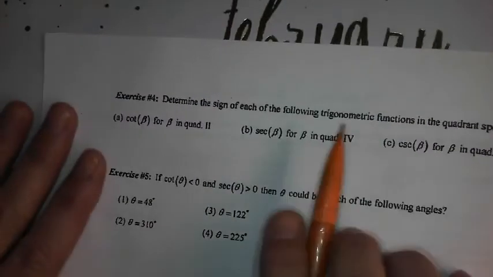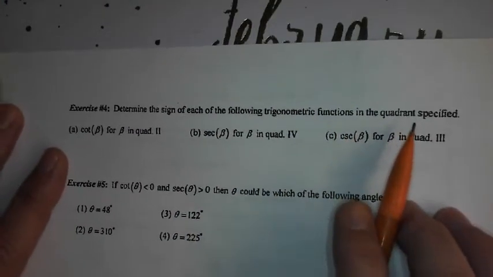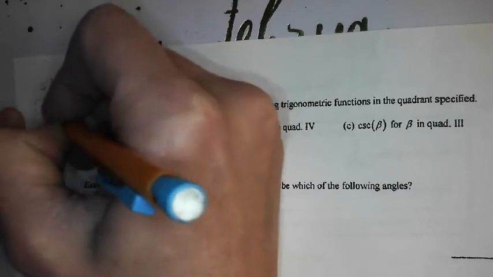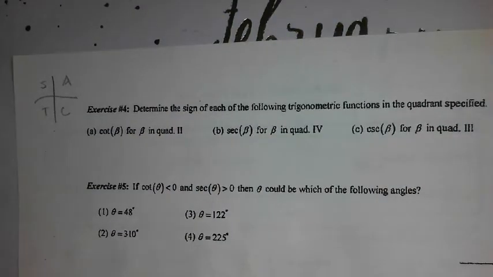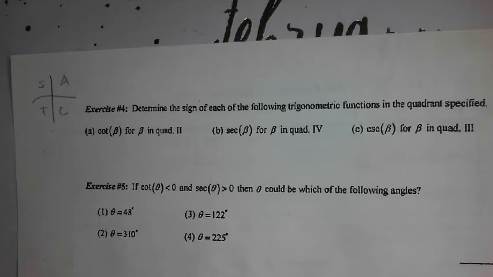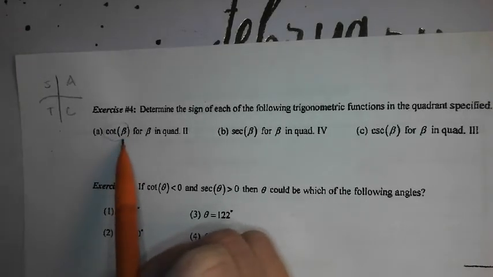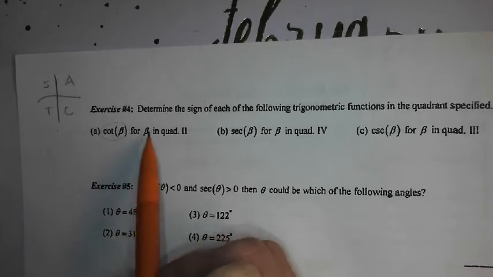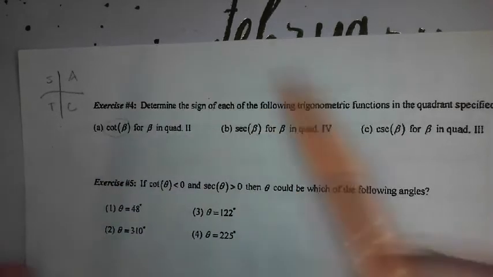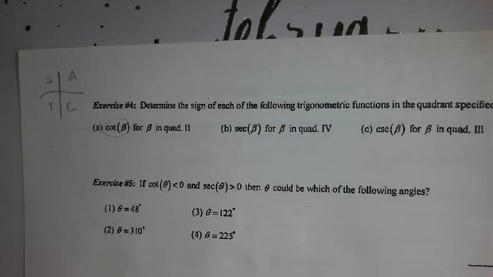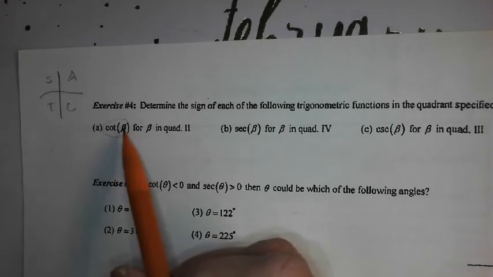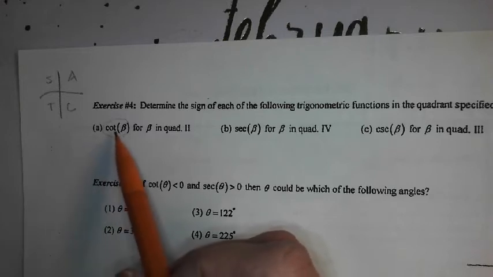Determine the sign of each of the following trig functions in the quadrant specified. So this is like an All Students Take Calculus exercise. But now they're not telling you, we're not dealing with sine, cosine, and tangent. We're dealing with these reciprocal functions. So they want to know, what will the sign be for the cotangent of beta if beta is in quadrant 2? Well, cotangent is going to follow the same rules as its reciprocal function, which is what? What's the reciprocal function of cotangent? Tangent. Tangent is the reciprocal function for cotangent.